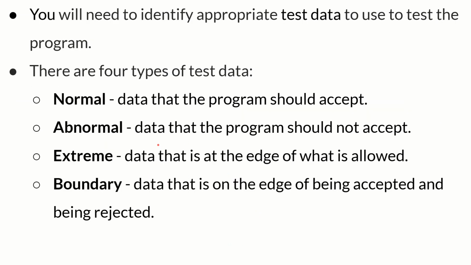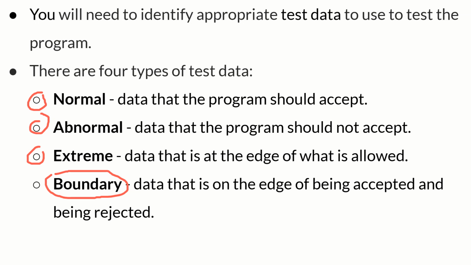Now, before you do any testing, you need test data. Okay. In ICT, we had three, right? But in computer science, we have four. You can take notes. You need to identify the appropriate test data to use to test the program. So there are four types of test data. The first one, we have normal, as we saw in ICT, the same thing. Abnormal, as we saw in ICT, the same thing. Now, extreme, as we saw in ICT, the same thing. But boundary is different. So when we talk about a boundary, we are talking about the data that is on the edge of being accepted and being rejected.